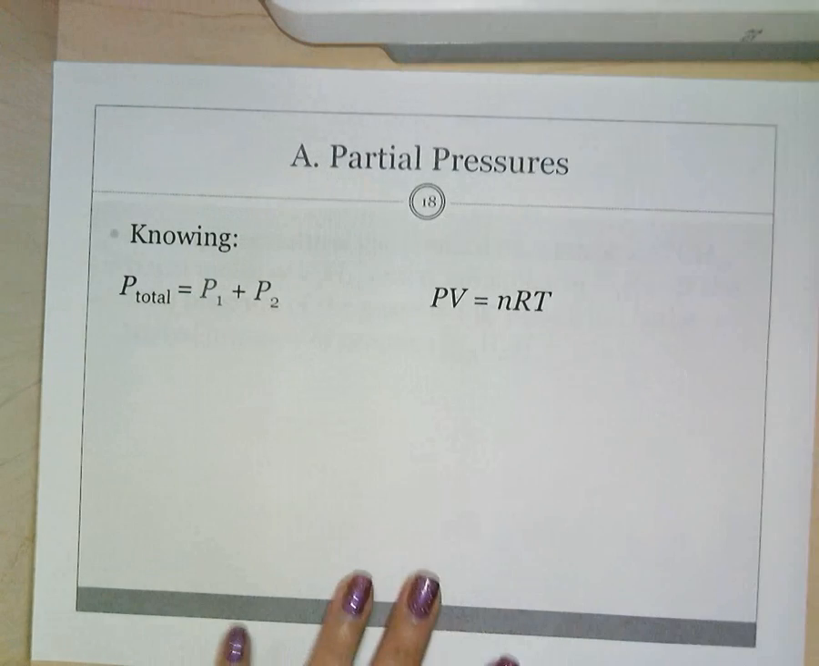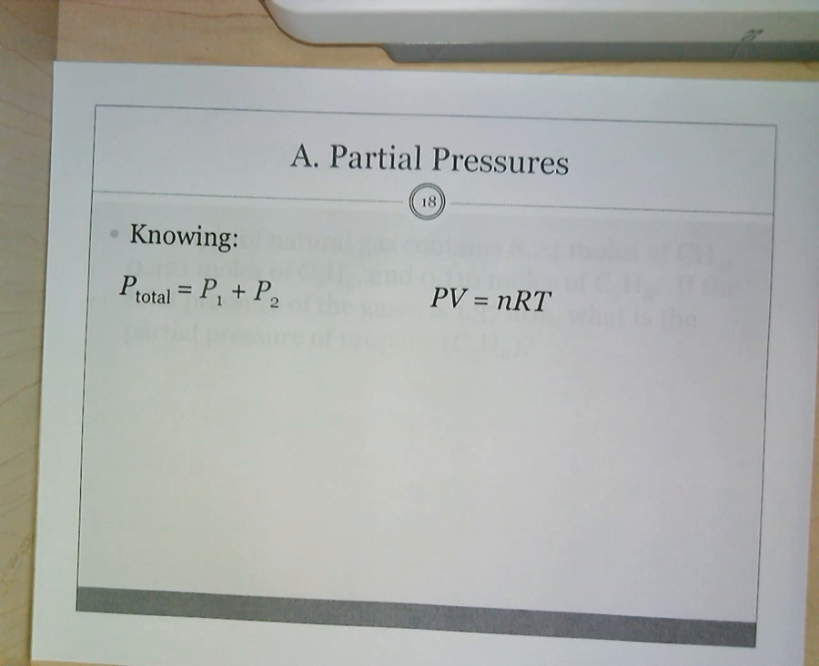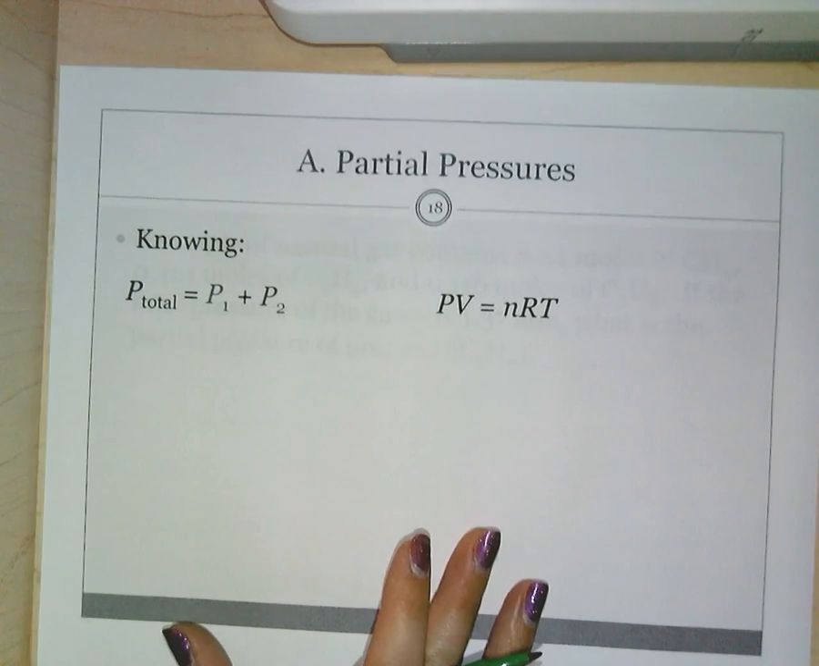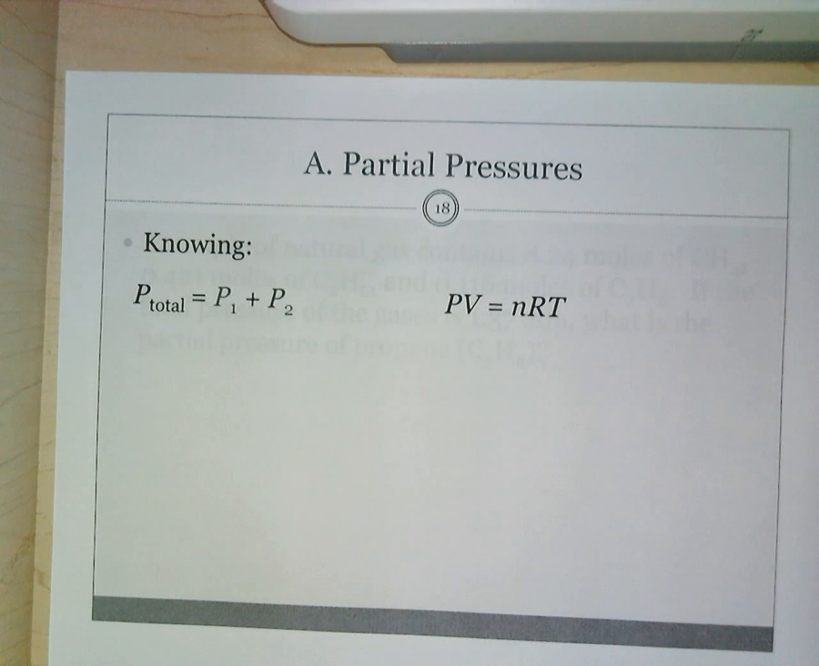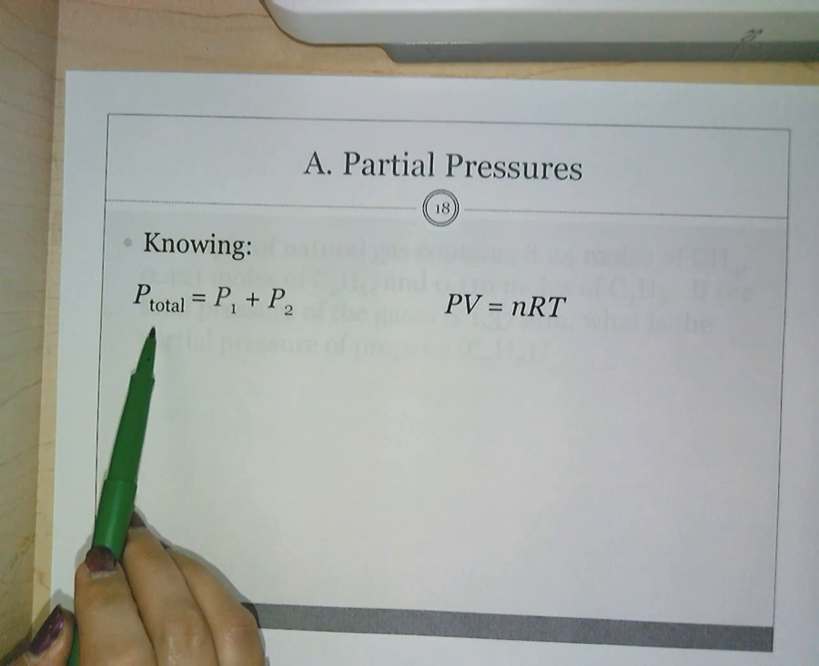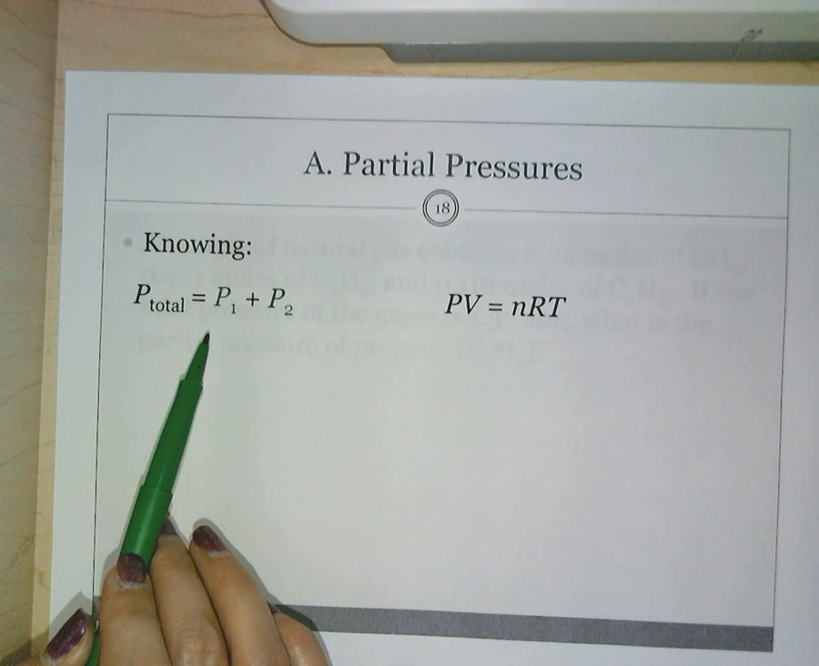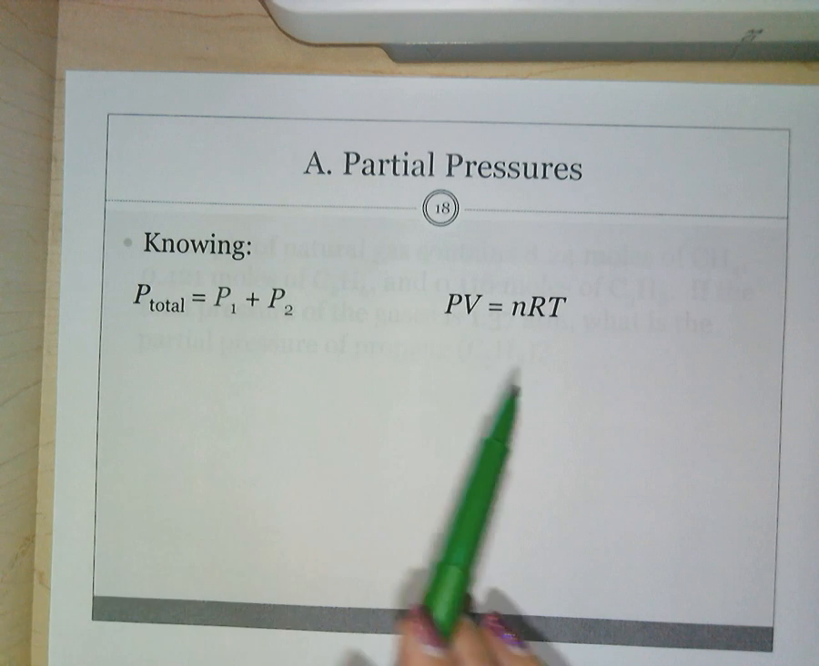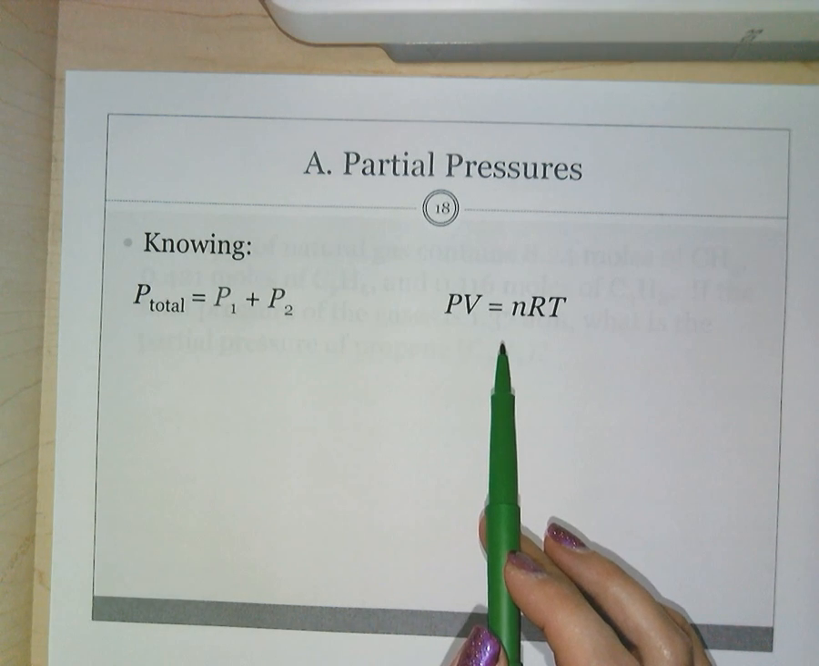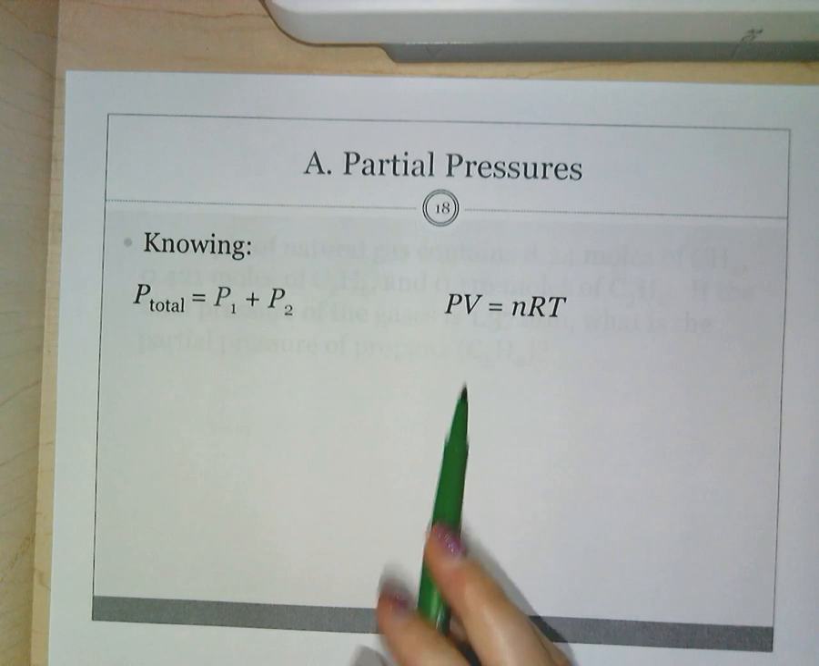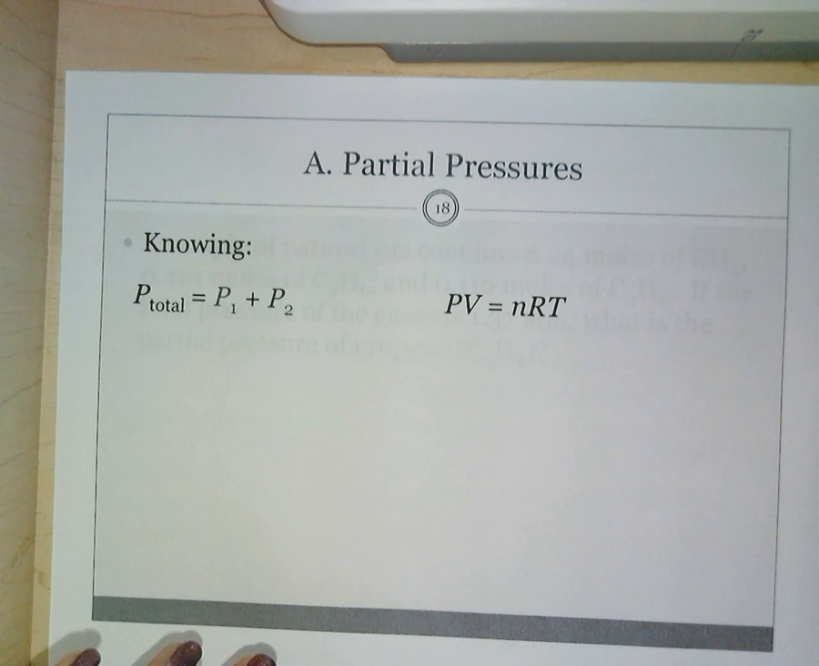How do we use that mathematically with our ideal gas law? So we just all agreed that the total pressure is the pressure of 1 plus the pressure of 2. And this is the ideal gas law. I could say the following.